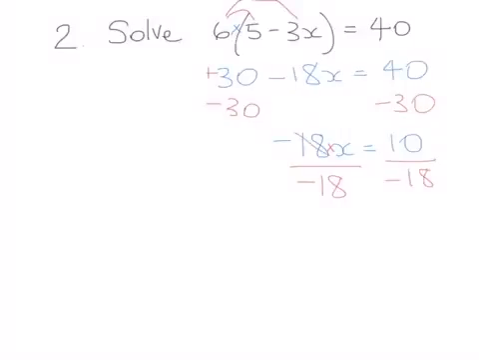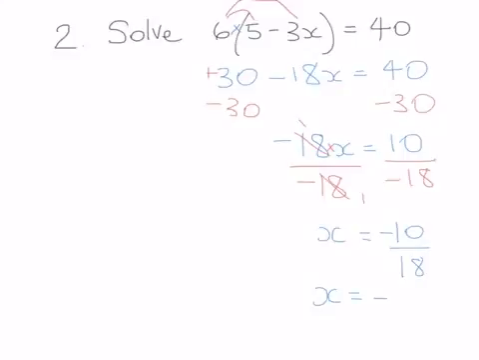Then the negative 18s cancel, and all you're left with is x on one side and 10 over negative 18, but the negative can go anywhere as long as it's out the front somewhere. But we look at that and we go, oh, it's a fraction, but that fraction can be simplified because 2 goes into both the numerator and the denominator.